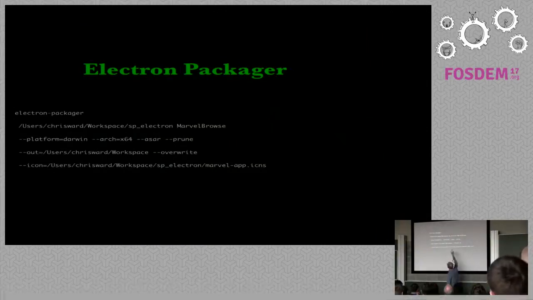We can set whether we want the ASAR archive or not. We can prune some of the NPM dependencies, and set where it goes. We're just saying overwrite it if it's there. Most importantly, an icon file. And this is probably where it gets the hardest for cross-platform, because every desktop OS has a slightly different format for their icons. So this is specific to Mac, but you have to have something for each one to make it look the most native.